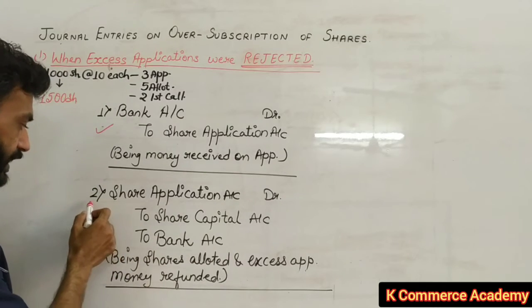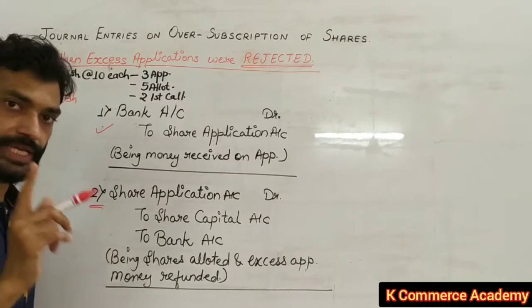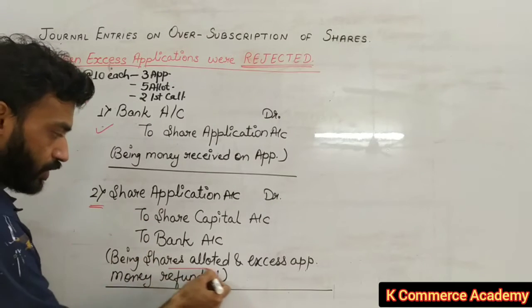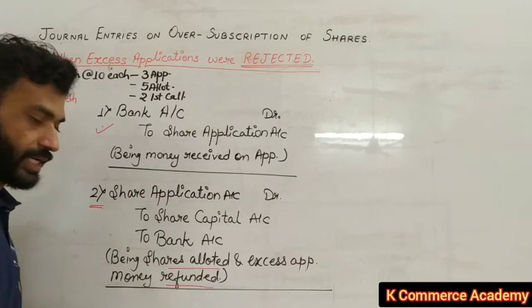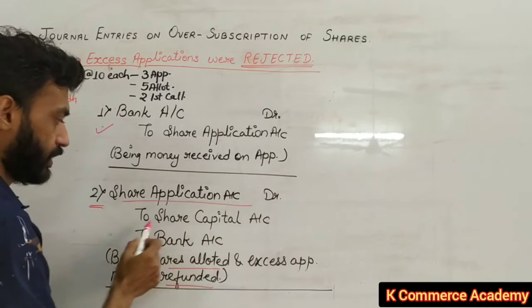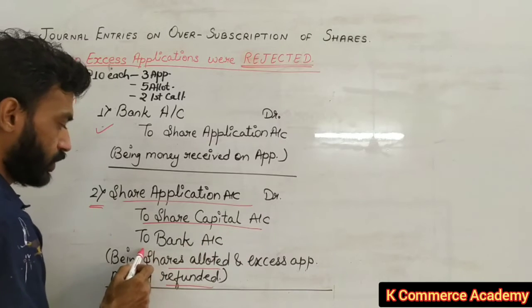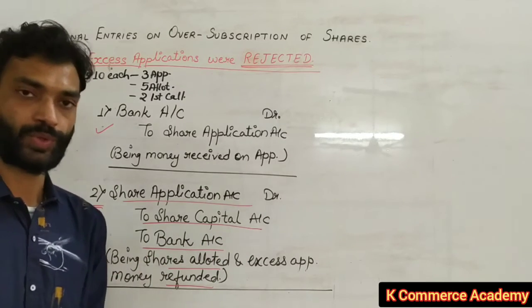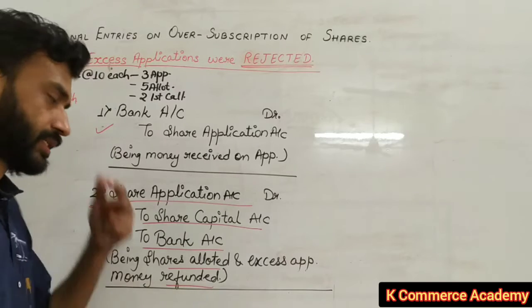Then the second journal entry: there will be a change here, because in the second journal entry we have to allot the shares as well as refund the excess application money. So the second journal entry will be share application account debited to share capital account and to bank account. Now how the amounts will be shown in these journal entries, let us discuss.